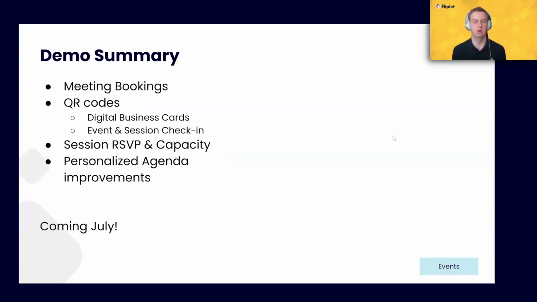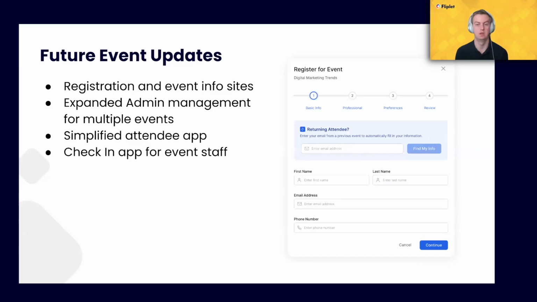As a quick summary, we went over meeting bookings, having one-to-one meetings, QR codes, both for the digital business card and for event and session check-in, session RSVP and capacity limits, and the personalized agenda improvements. And again, we have an event single solution. It doesn't have these features yet, but all of these are going to be added in July. So stay tuned for that, and we will let you know.